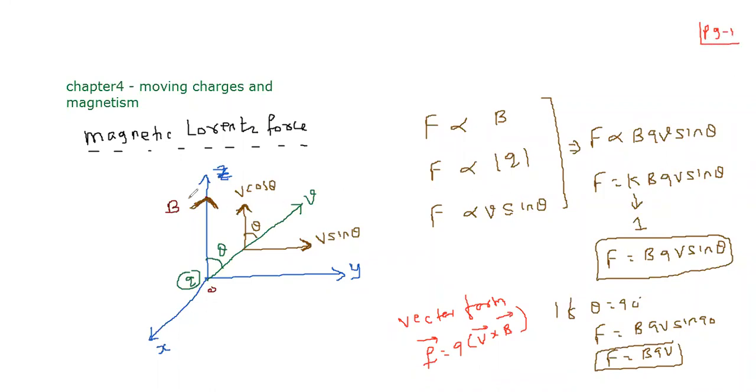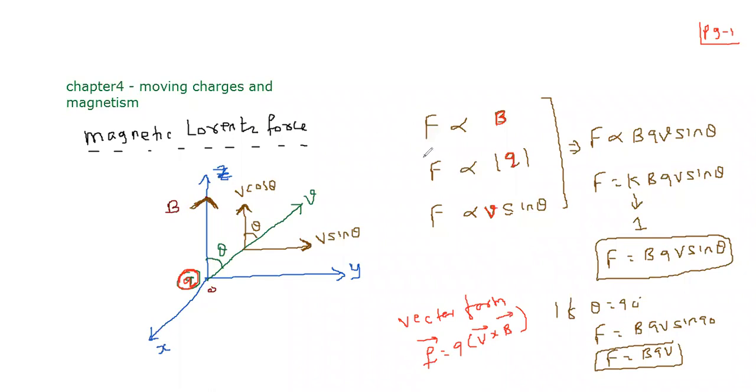So what is the ultimate point? Any charged particle, whether it is a proton, electron or alpha particle, when it moves in a magnetic field, experiences force. That force depends on three factors: the magnetic field B, the charge Q, and V sin theta. Combine all three, we are getting this.